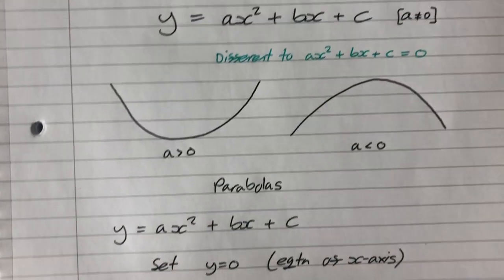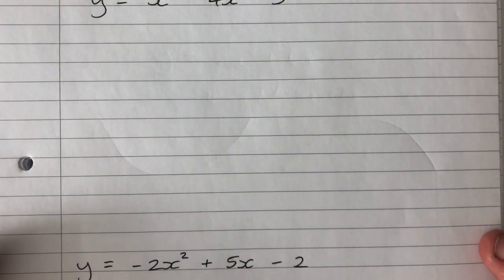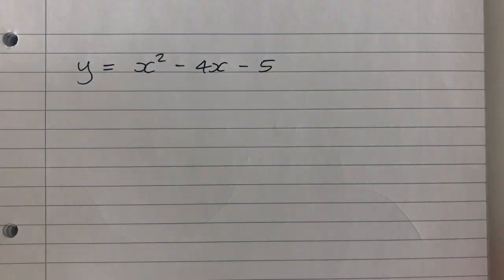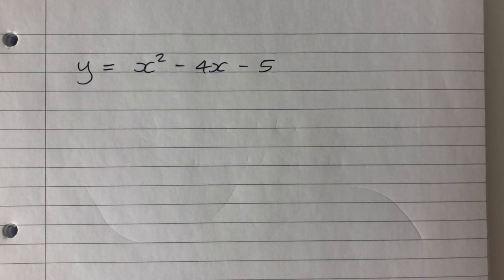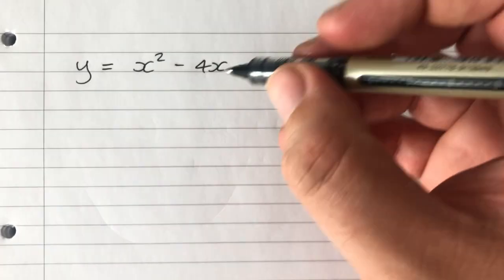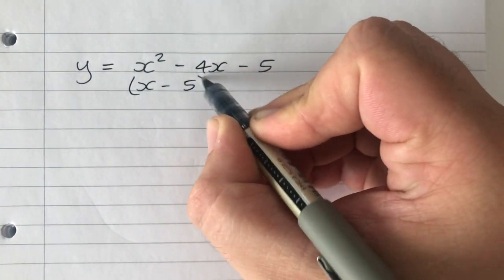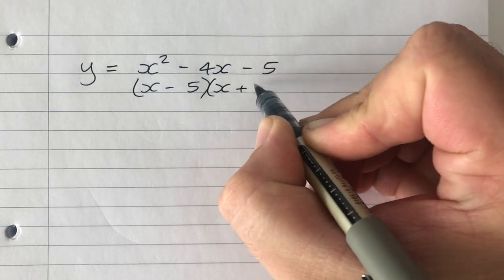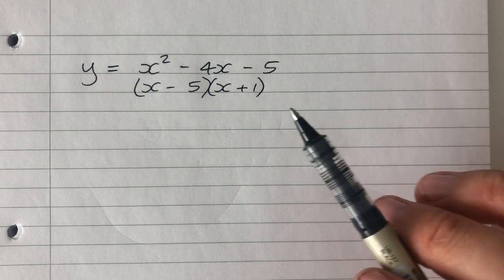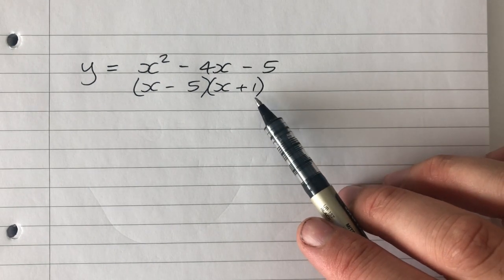Okay, so that's enough for the algebra. Let's move on to some numerical examples. So here's our first one. We've got y equals x squared minus 4x minus 5, and we're going to have a go at sketching this graph. So first of all, I'm going to factorise the quadratic on the right, and that's to make it very easy to spot the roots of the quadratic.